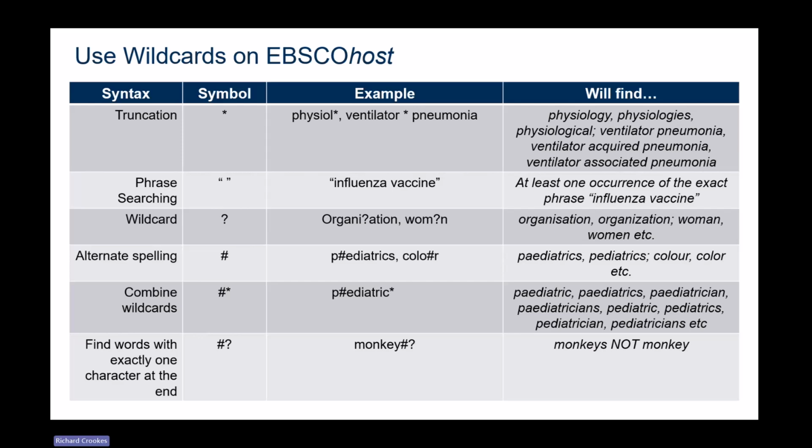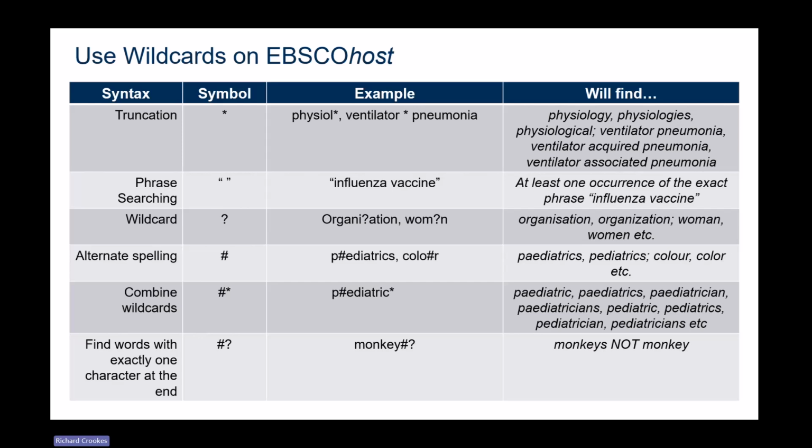You can use double quotation marks for exact phrase searching. And as you see here with the example of influenza vaccine, it will find at least one occurrence of the exact phrase influenza vaccine. Okay, you will find with the interface, as you may have noted in previous usage of it, whether you're using CINAHL, MEDLINE, or other databases on EBSCOhost, your keyword search terms are typically in bold in any case. So you will see influenza in bold, you'll see vaccine in bold, but there will be at least one occurrence of an exact phrase in the record somewhere.